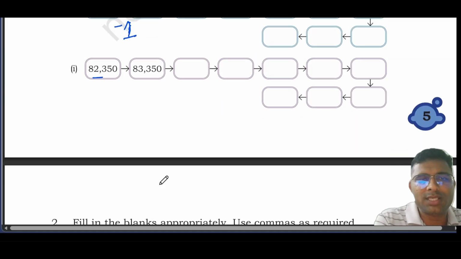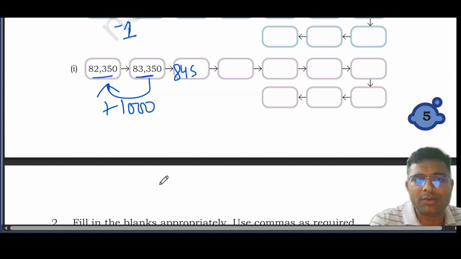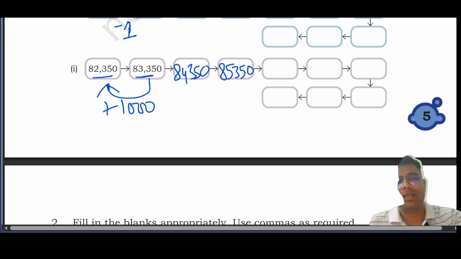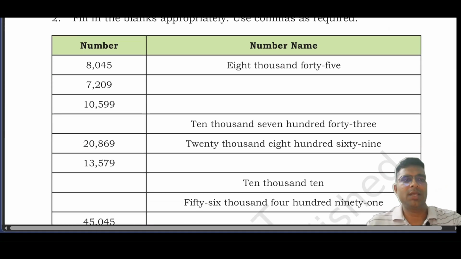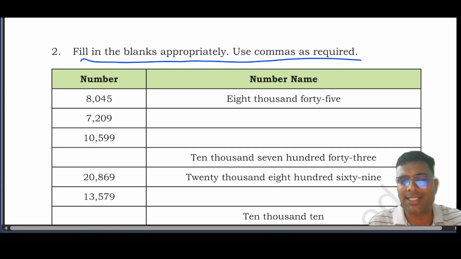Here, children, you can see the second number is bigger than the first number, and it is 1000 bigger. So it means we are adding 1000 to the previous number to get the next number. So here your next number will be 84,350, and next will be 85,350.